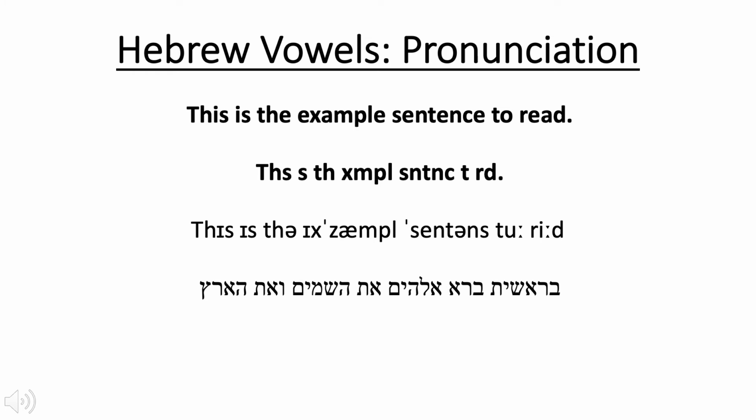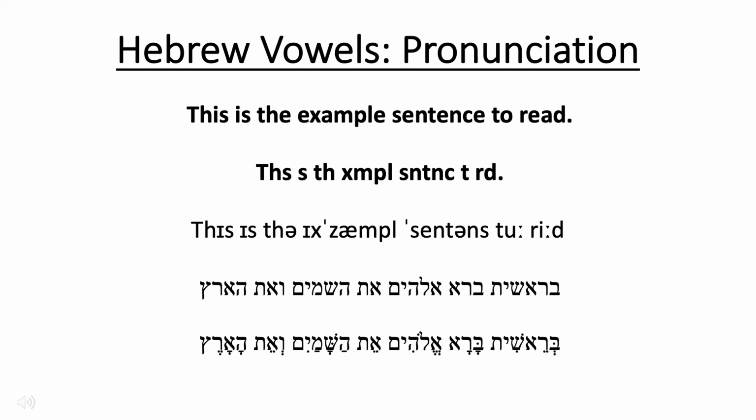The result of all this is that the following verse given here, Genesis 1:1, could be read, Bereshit bara Elohim et hashamayim ve'et haaretz. Of course, I know this because I know this verse. But how did I know that was the pronunciation? That's where the Masoretic marks come in. They gave me the pronunciation.